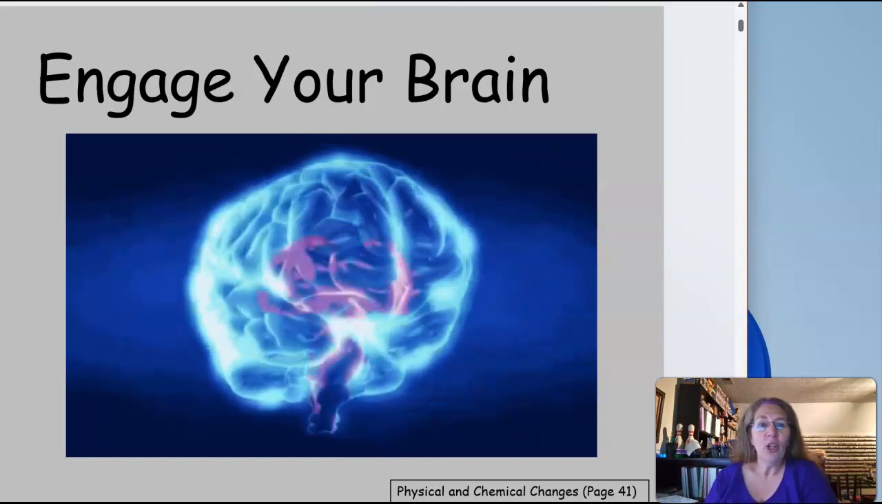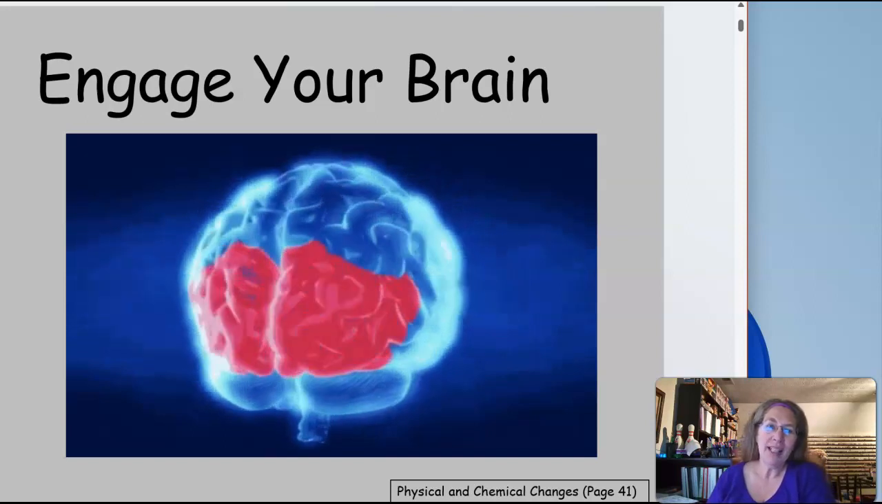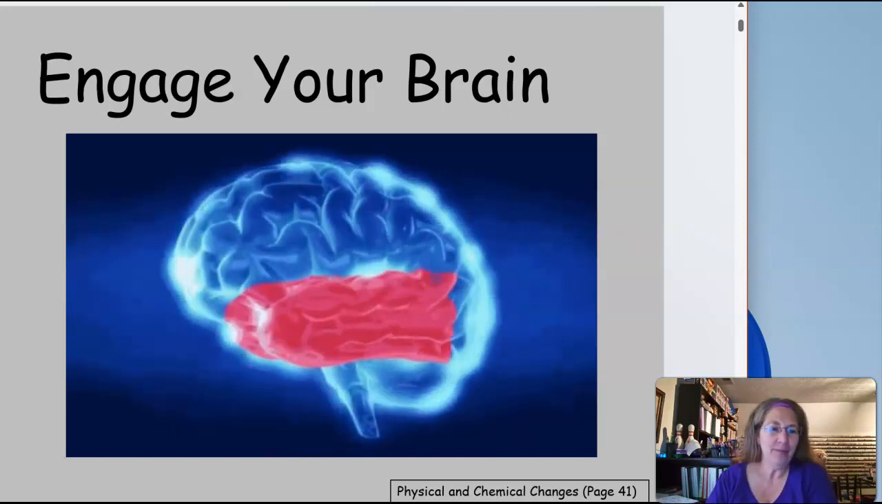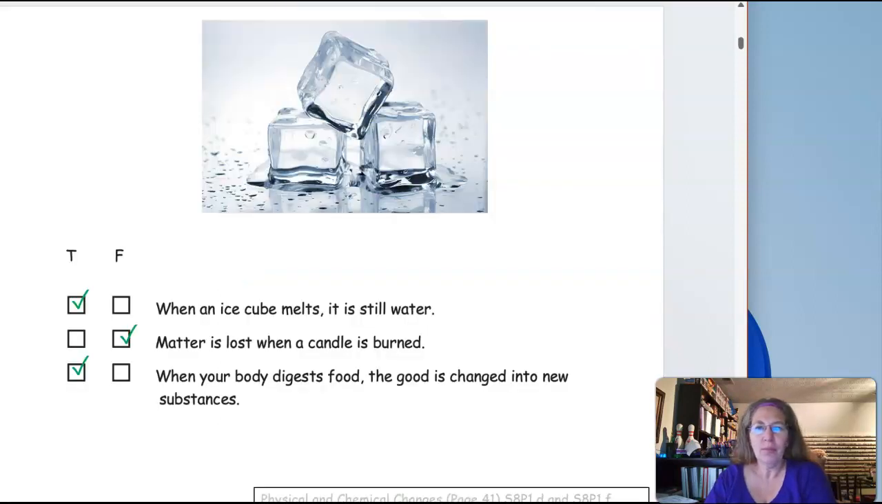We start out with an Engage Your Brain on page 41. Take a minute, answer the questions on page 41, and come back when you're ready. Check and see if you got these answers correct.